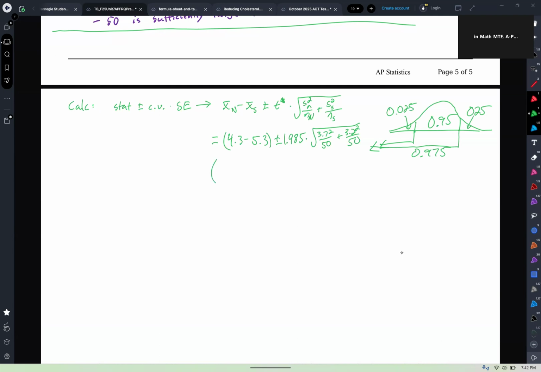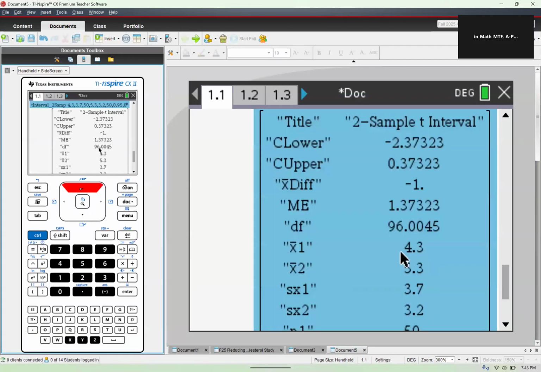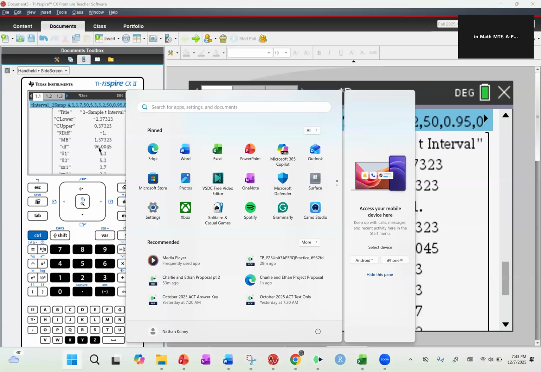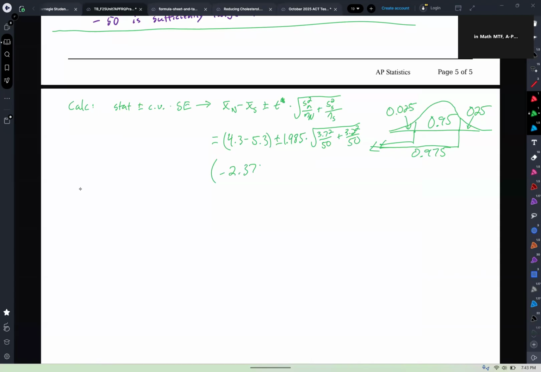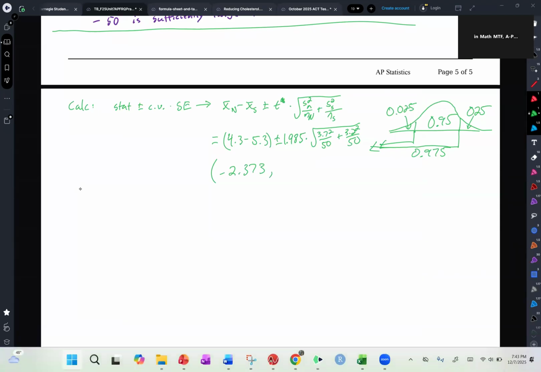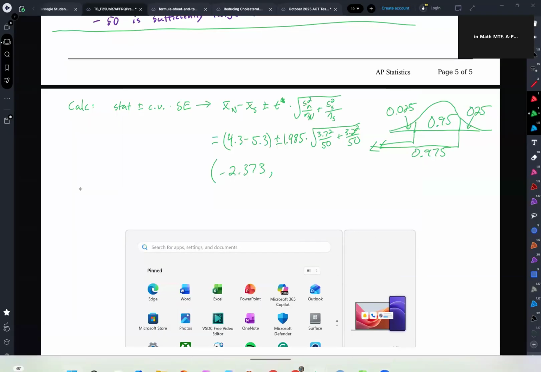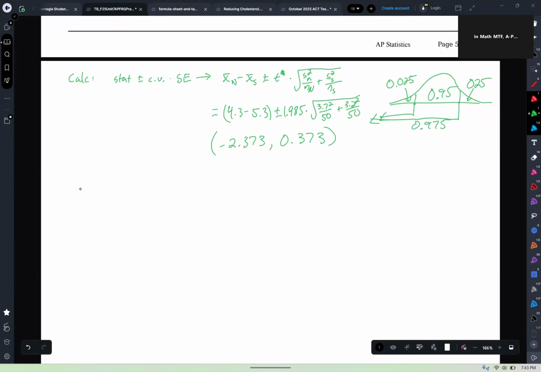The big priority, though, is here's my interval. Please remember that it's negative 2.373. The really important part is being able to get the interval and interpret it. So even if you mess up writing out the formula, keep going, because your priority is to interpret that.